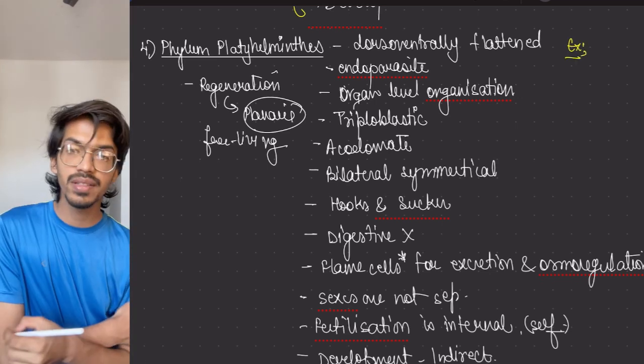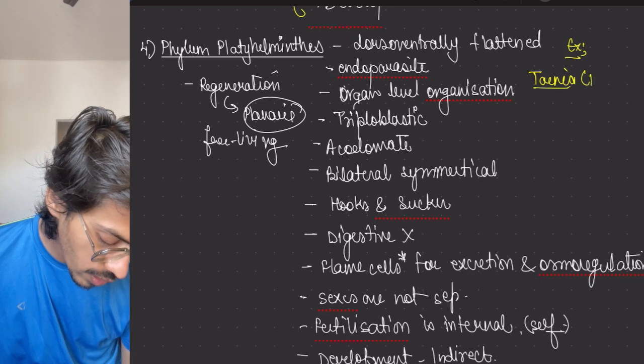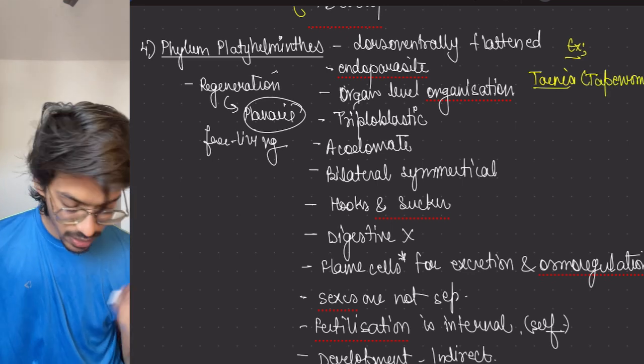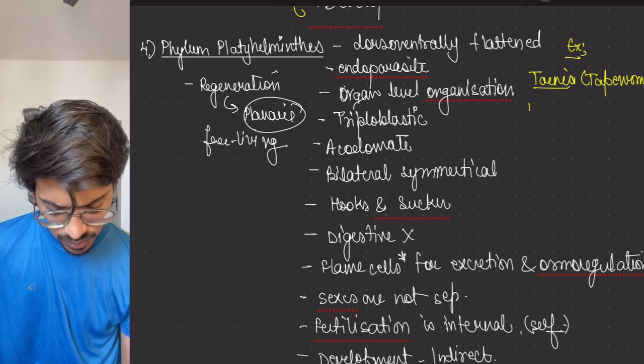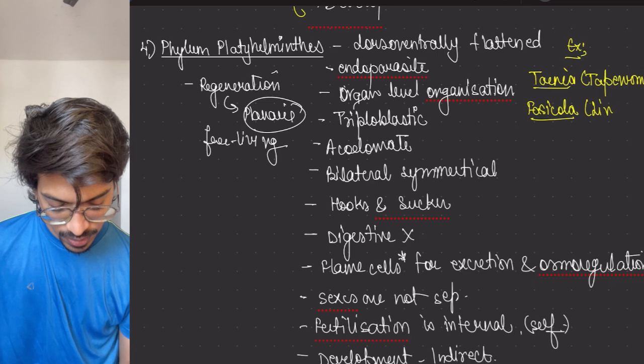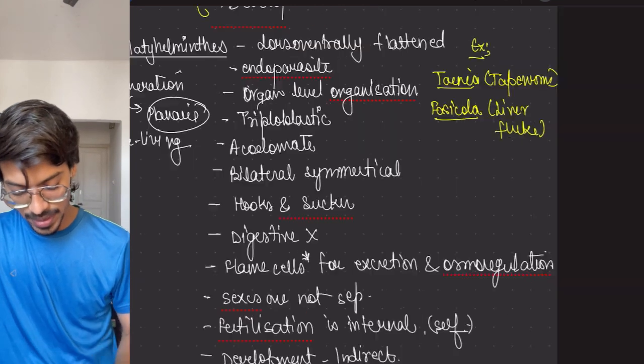Two examples are given in your book. That is Taenia, your tapeworm, and the next one is Fasciola. Fasciola is the liver fluke. Its diagram is also given to you. This is all about the Platyhelminthes.